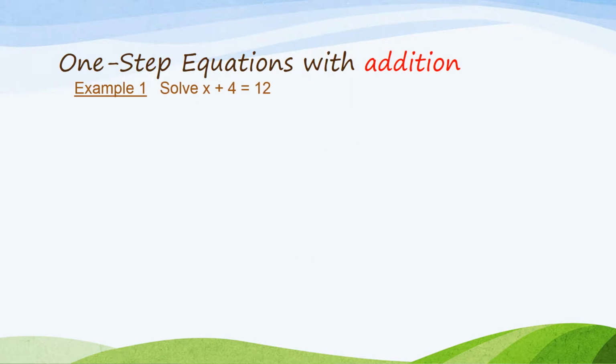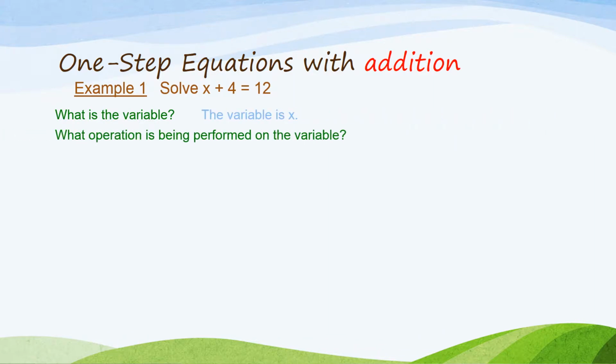Now we're going to look at an example you might see when solving one-step equations with addition. So here we have an example that says to solve x plus 4 equals 12. Remember to ask ourselves the 3 questions. What is the variable? In this equation, the variable is x. What operation is being performed on the variable? We see that it is being added, so we say addition. The last question says, what is the inverse operation? We just learned that the inverse operation of addition is subtraction.